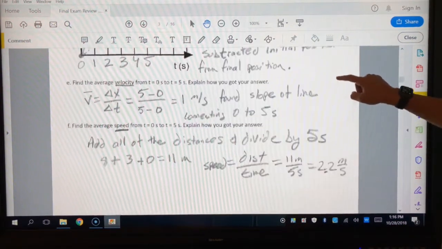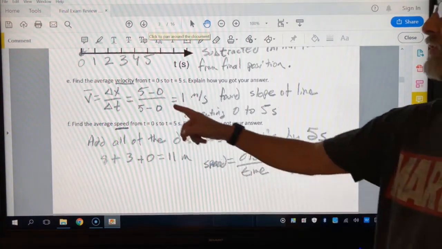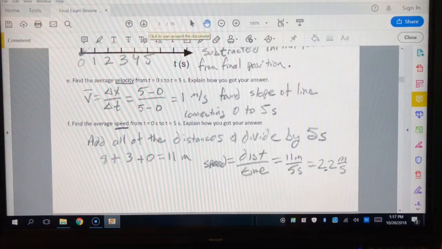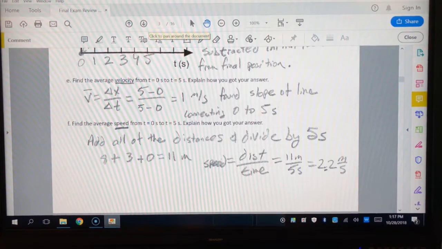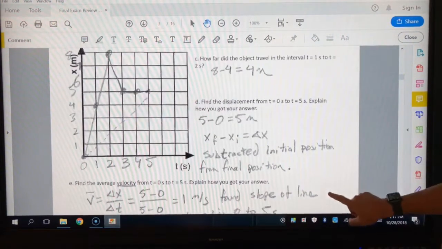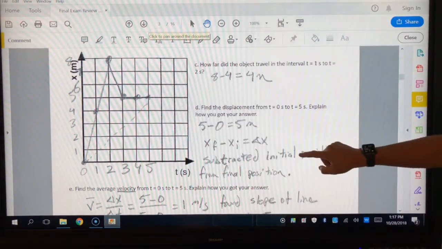To find the average velocity from 0 to 5 seconds, we've got to take our change in position, which was 5, divided by 5, and that's 1 meter per second. So all we had to do was find the slope of the line connecting that 0 to 5 seconds. So from 0 to 5 seconds, we found the slope of the line.